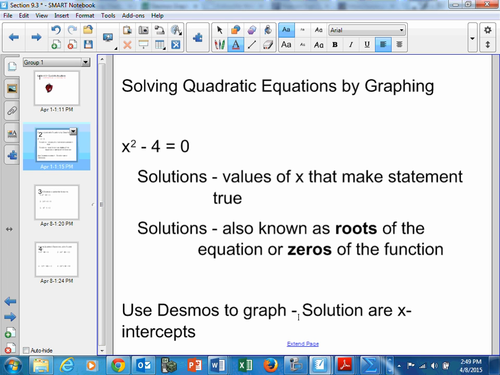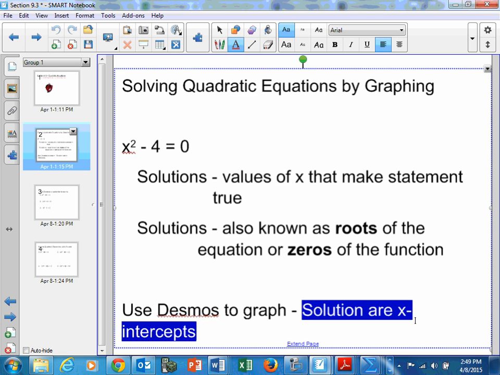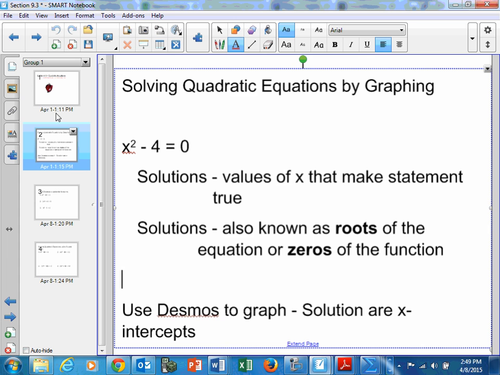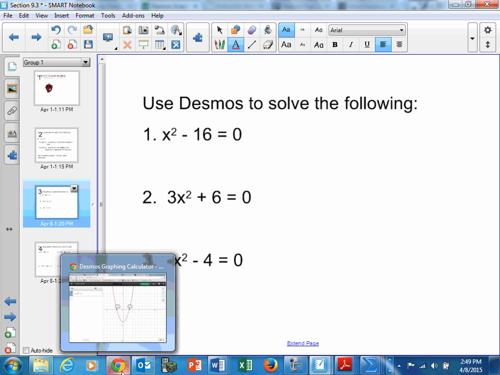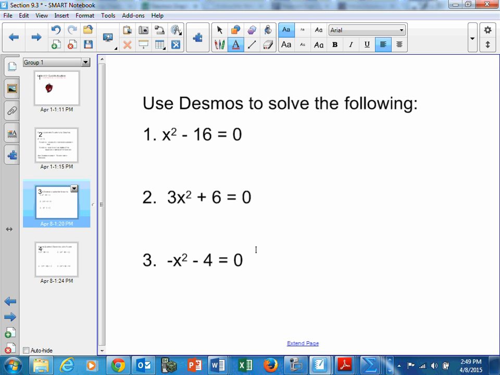Another thing, make sure you have this in your notes as well: the solutions are the x-intercepts. So what I want you to do now is use the Desmos program and type in these equations one at a time, and see if you can find the solutions, which would be your roots, your zeros, your x-intercepts for these three. Do them one at a time so you can see them easier. Pause the video, then come back and see if you get the same thing.